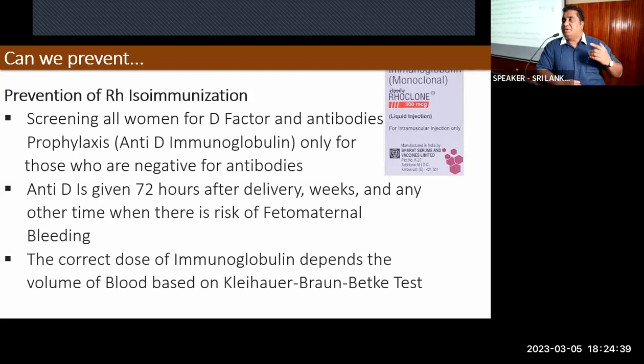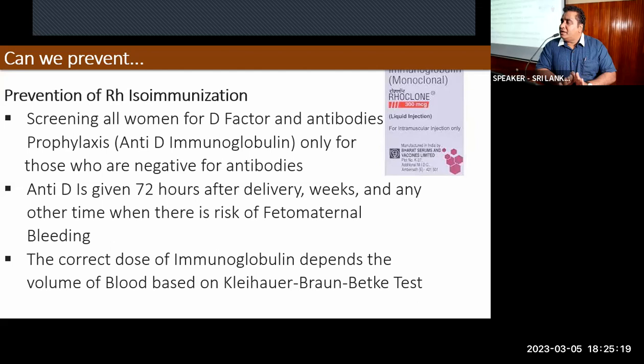But what people don't understand is you don't have to have a known event. There are unknown events which cause sensitization. Those are called silent fetomaternal hemorrhages. So this is why we have to constantly keep doing antibodies, but sometimes we may be too late. So this is when the world discovered routine prophylaxis: whether you are sensitized or not, give prophylaxis, because of the silent fetomaternal hemorrhages.